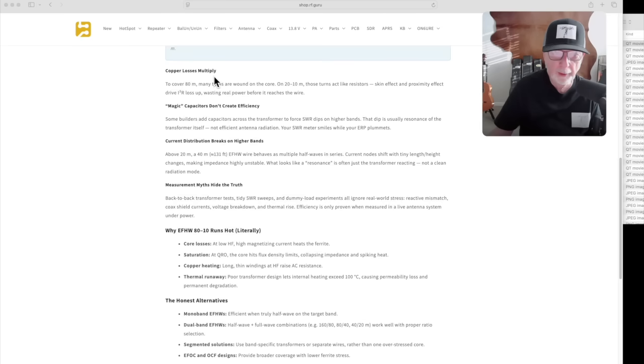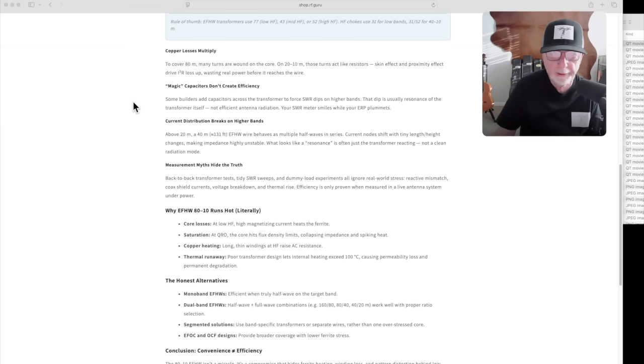Copper losses multiply. To cover 80 meters, many turns are wound on the core. On 20 through 10, those turns act like resistors. Skin effect and proximity effect drive loss up, wasting power before it even reaches the wire. Magic capacitors don't create efficiency. Now, I bet you $10 if you open up your 80 through 10 end-fed half-wave transformer, you'll see this little capacitor in there. Now, what's that for?